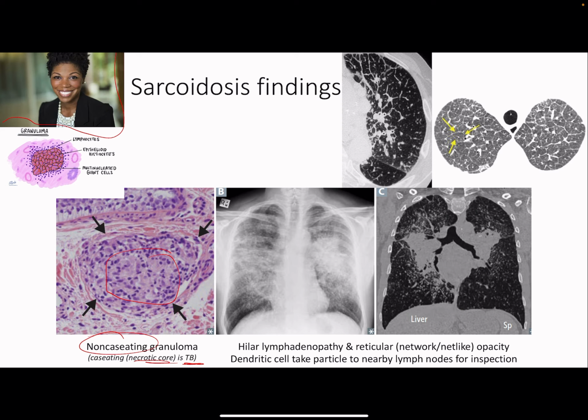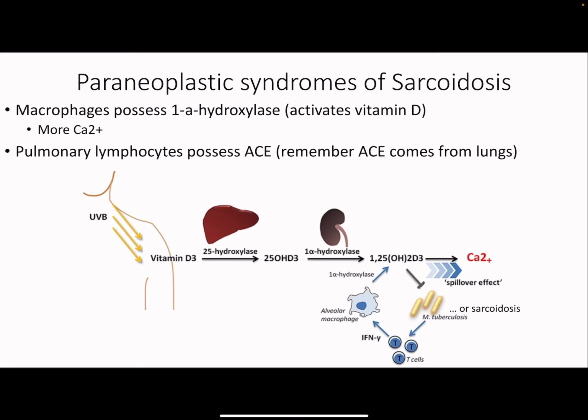And again, you have this honeycombing, these reticular opacities. What you can see here is a little bit of involvement of the hilar lymph nodes. You can see it a little bit more in this CT scan. And the reticular opacities, again, are really clear when you look at the axial MRIs.